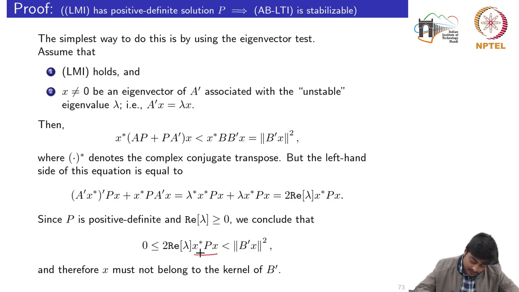But since lambda we are having on the right hand side is also positive, and from this inequality, this linear matrix inequality, we would have this less than part, which would always be greater than or equal to 0. Okay? And therefore x must not belong to the kernel of B transpose. If x happens to belong to the kernel of B transpose, we would have B transpose x equal to 0, right? But it is not equal to 0.